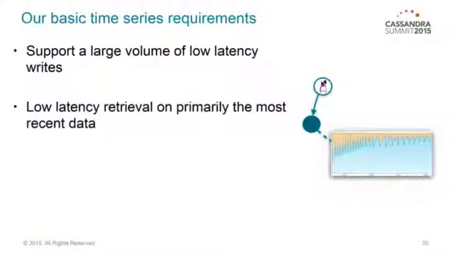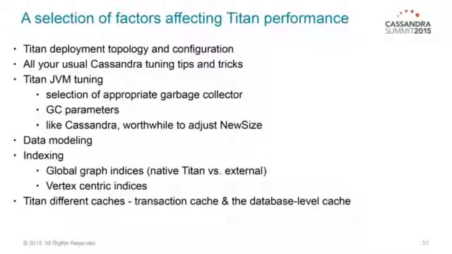Okay, so some really basic, nebulous time series requirements, but at least to kick us off. Say we want to support a large volume of low latency writes, and then we want to retrieve primarily the most recent data. That's pretty straightforward. So here's kind of a laundry list of things you would like to look at if you're doing performance tuning or optimization on your Titan system.